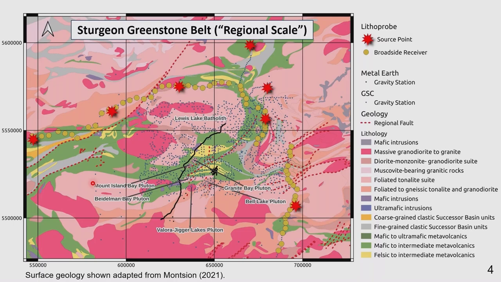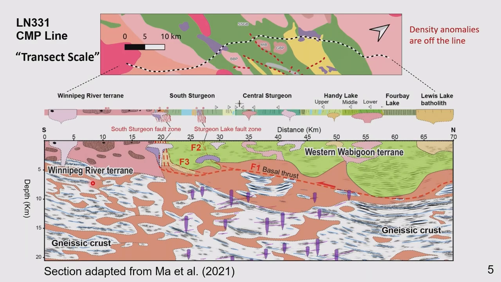So that's regional scale data. And then we've got detailed transect scale data with the gravity stations that are 300 meters apart along here. That's along the transect. And there's also seismic data. And what we're seeing here is a little bit of the seismic data. Mostly these are the reflections that are evident from the data. And this has been interpreted.